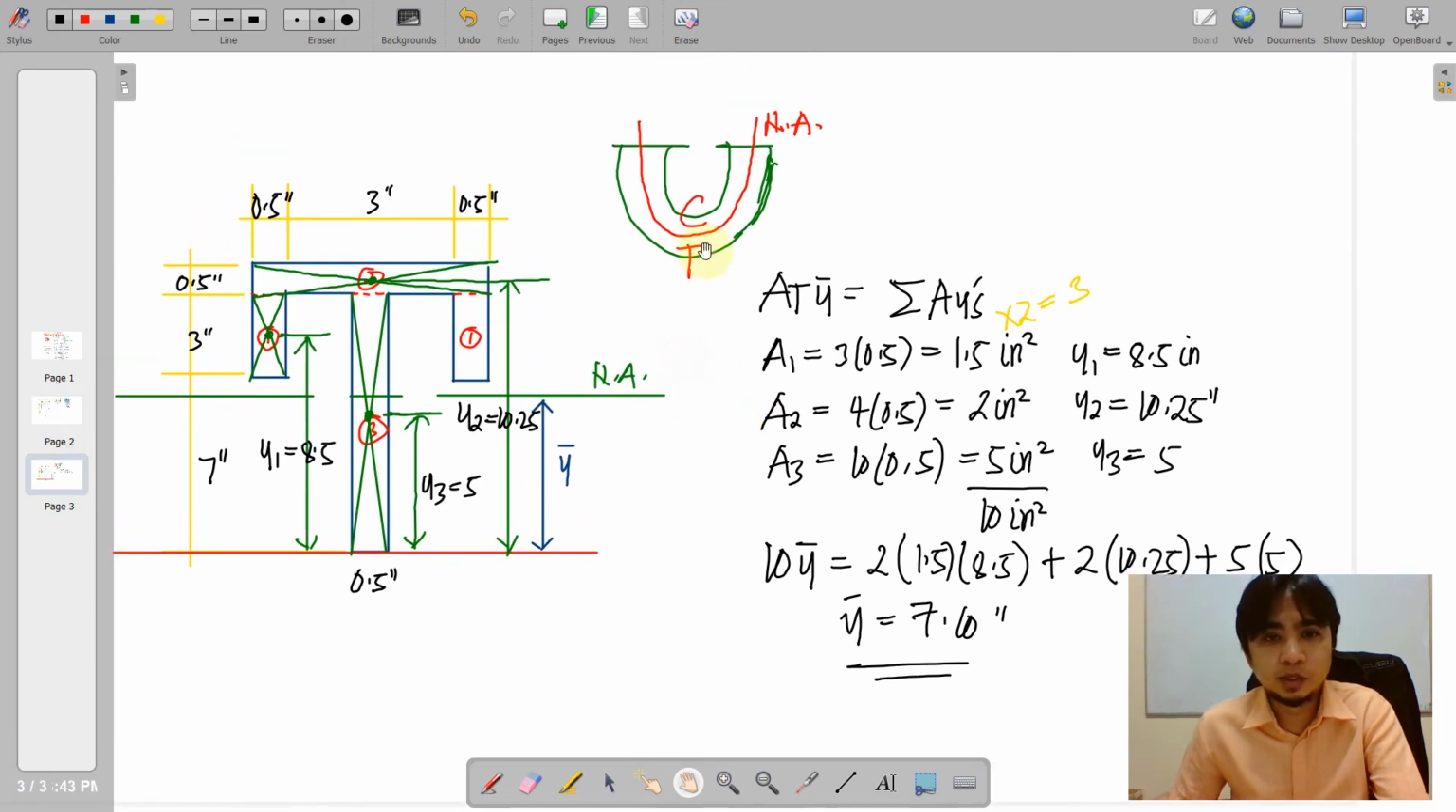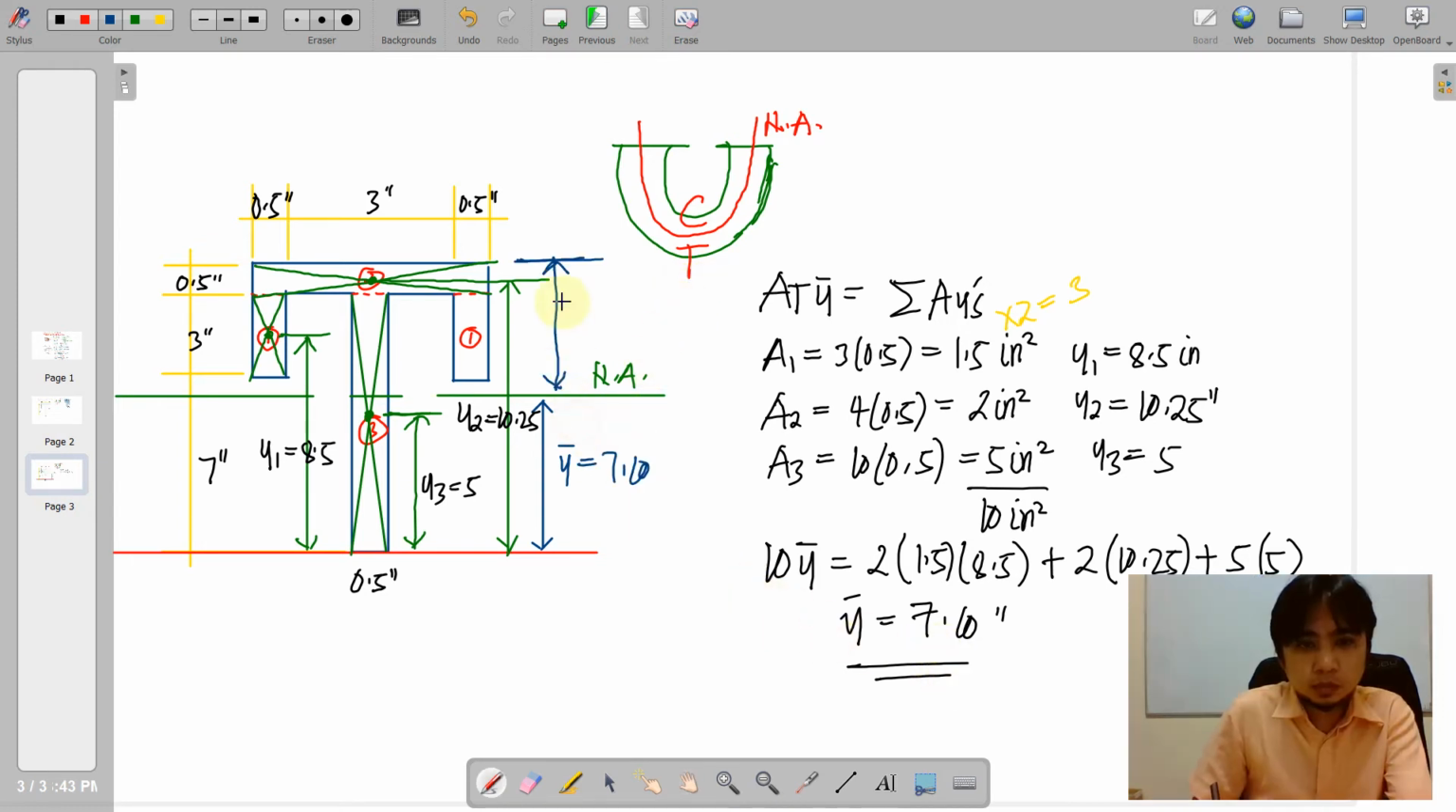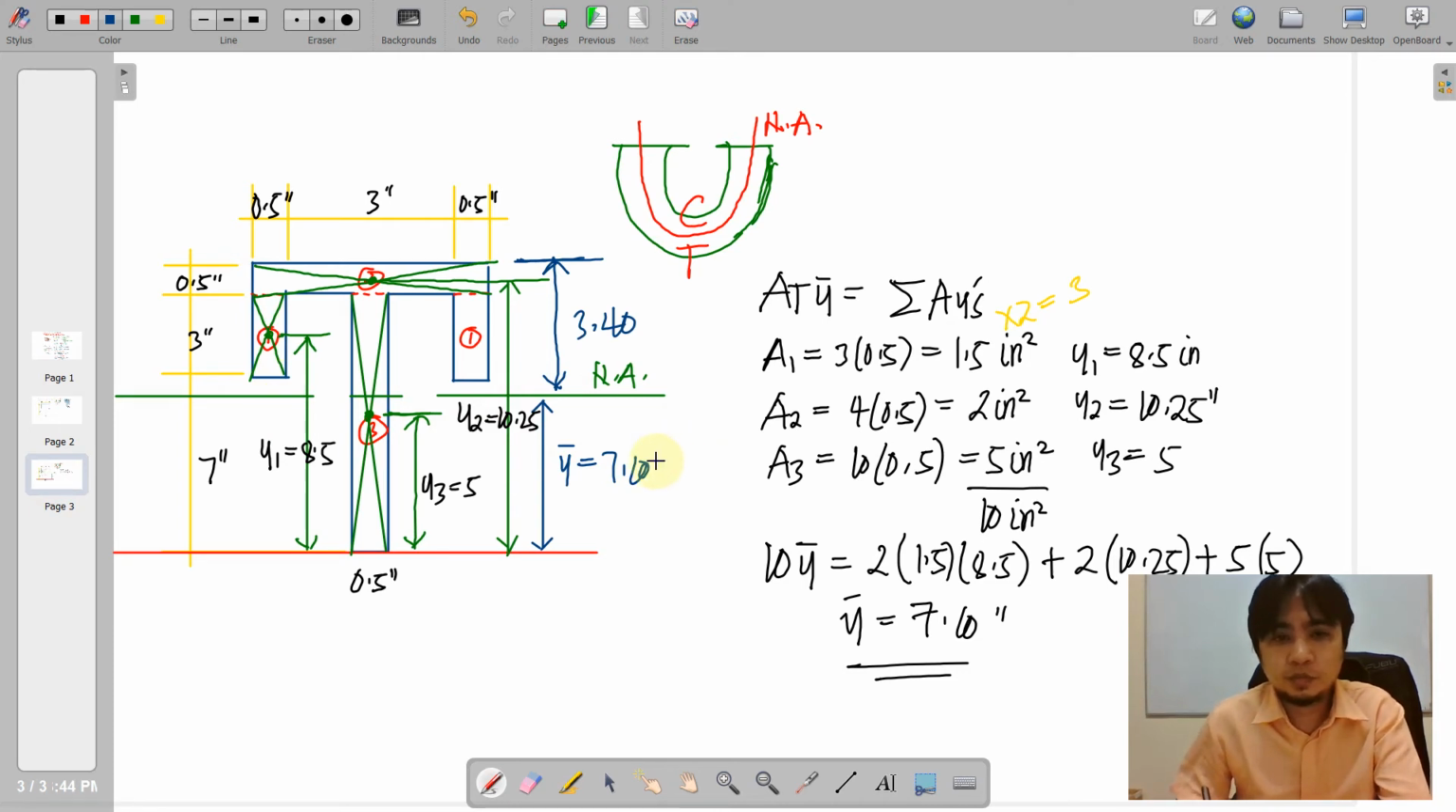So if we have calculated y bar, we are now ready to determine what is the farthest distance of the compression zone as well as the tension zone. The tension zone is at the bottom, which is actually y bar, 7.1. Therefore, this top distance here is 10.5 less 7.1. We have an equivalent of 3.4 for that.